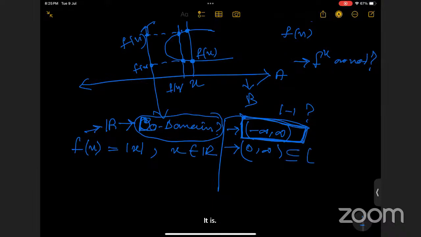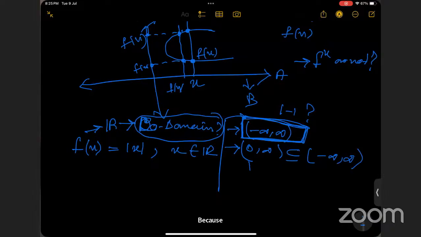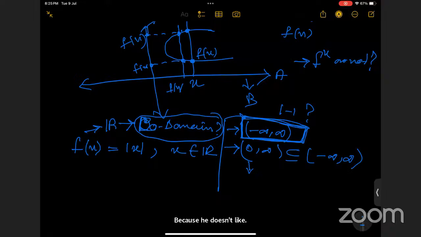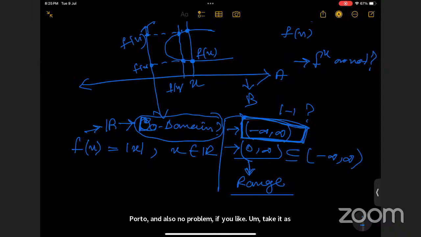This is a subset of this, right? Yes, ma'am. If I am talking about range, this is the range. This can be the codomain also, no problem. If you take it as codomain, still we don't have any issue. But this is the range also, right? And if I take this as our codomain, then there is no issue, right? Am I clear? Yes, ma'am.